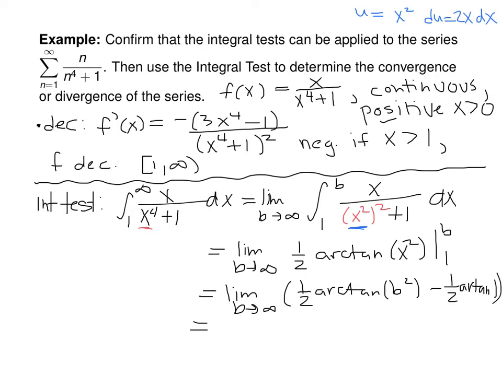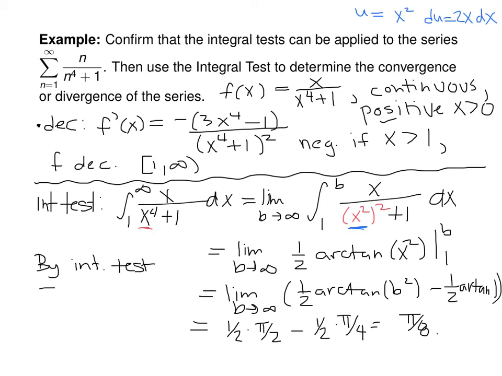And remember, as b goes to infinity, arctan ends up approaching pi over 2, so we'll have 1/2 times pi over 2 minus 1/2. Arctan of 1 is pi quarters. So that's pi quarters minus pi eighths, which will be pi eighths. So thus our integral converges, and by the integral test, the series also converges.